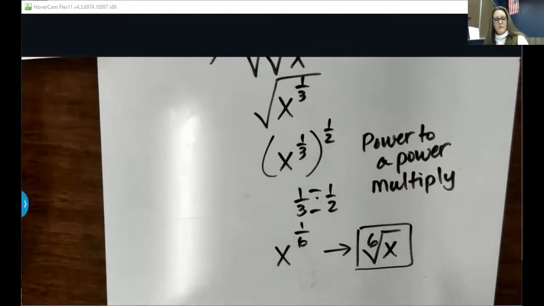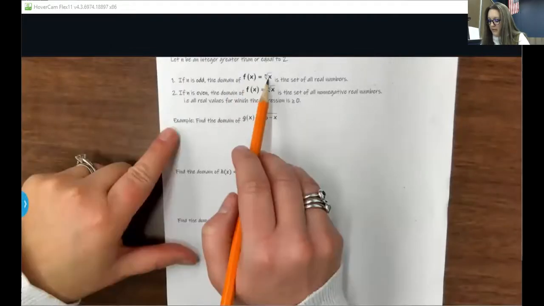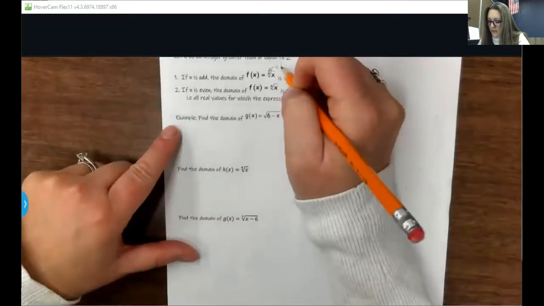I want to talk about the domain of a radical function. We've been talking about radicals and exponents. You can rewrite them as each other, and you have some rules here. I'm going to show you why these rules are what they are. So my rule here is if n is odd, the domain of f of x equals the nth root of x is the set of all real numbers. So if this number is odd, think about 3, 5, 7, all the odd numbers.